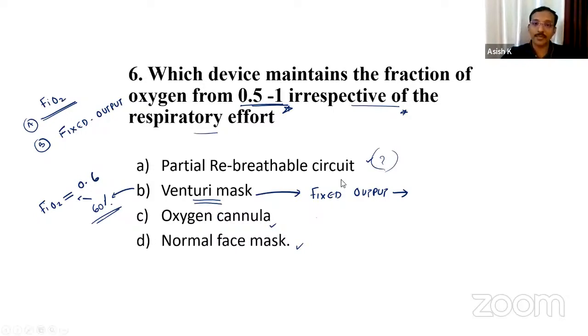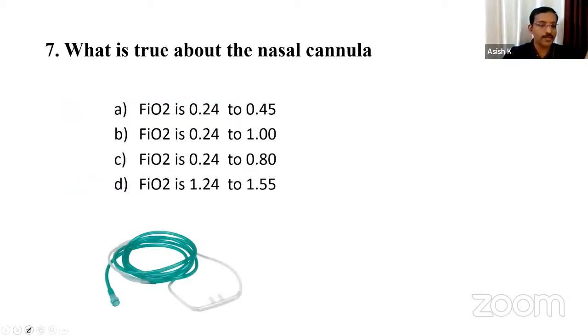Okay. Now please see the next question, which you have rightly asked me regarding the nasal cannula. This was probably the question that they asked about the nasal cannula. They have asked about what is true about nasal cannula. Now, don't worry about the question, the FiO2, things like that. It is very, very simple. Whenever you see a nasal cannula, there are only two things which you have to understand. Is it a fixed output device? No, it's not a fixed output device. It depends on patient effort.